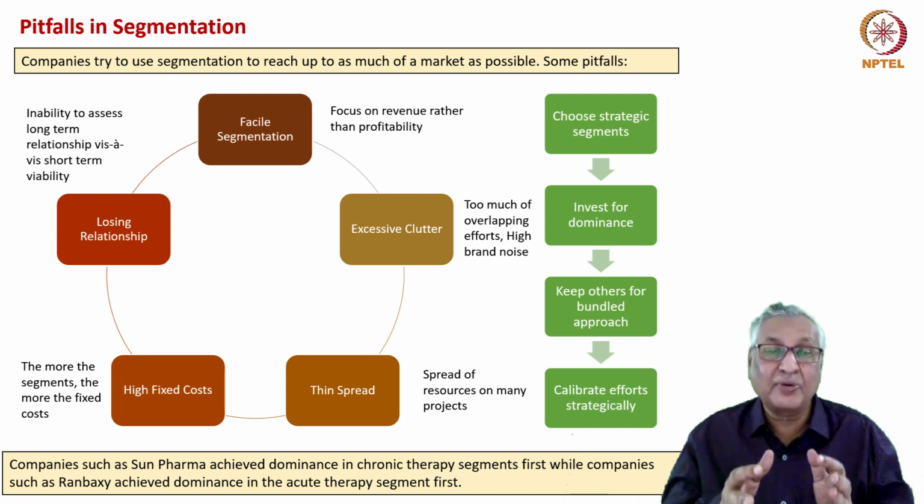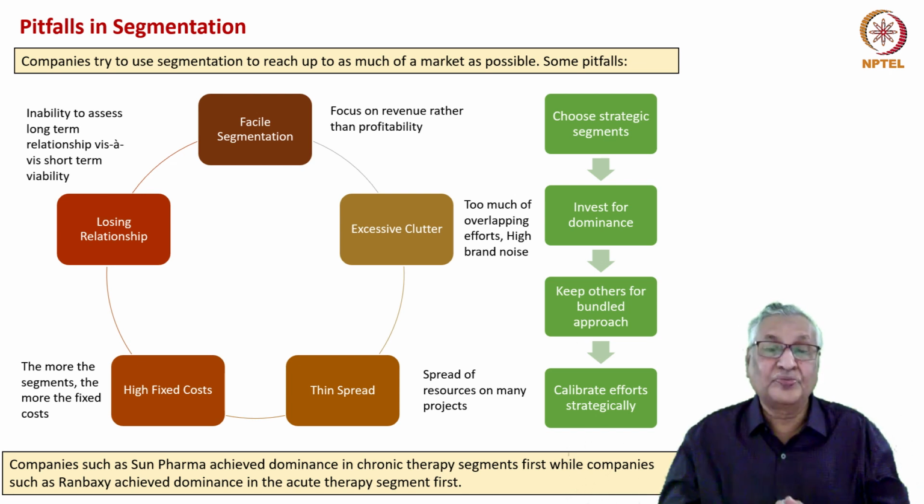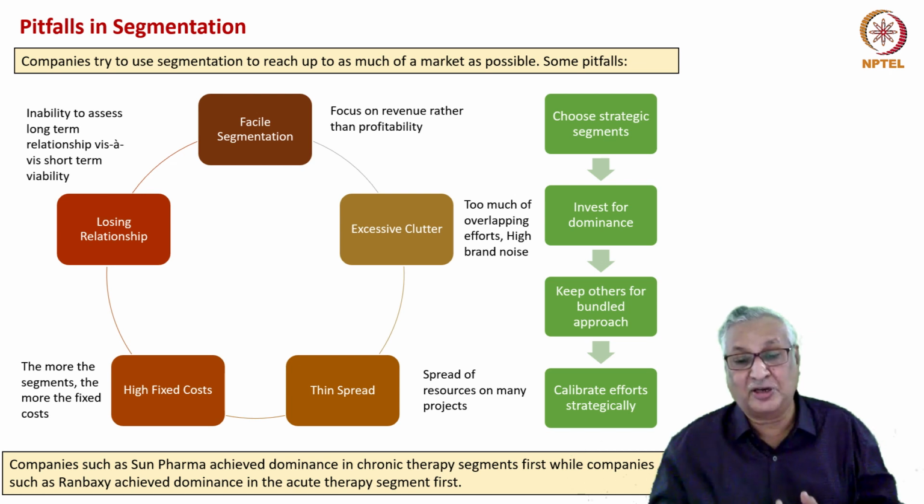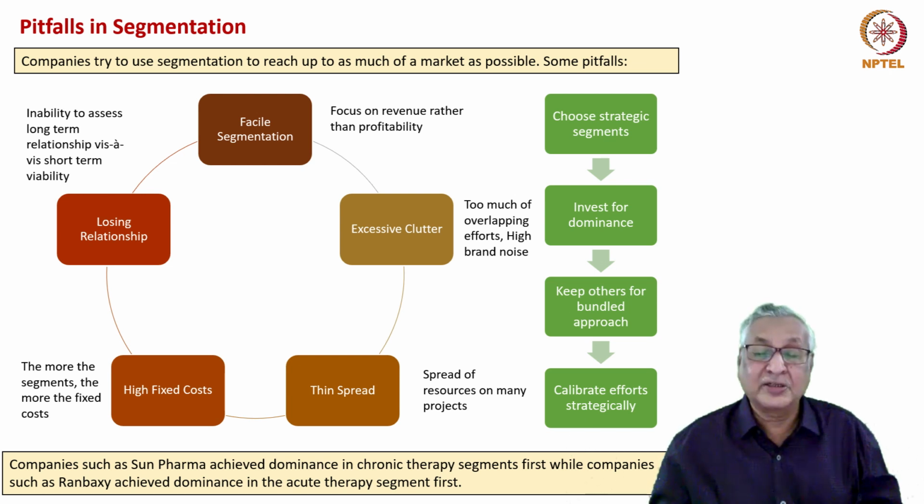Then there could be excessive clutter, too much overlapping effort, high brand noise. Let's say you have in a particular soap several variations to meet the pre-designed product and market segmentation framework. The clutter will be too much, with too much overlapping effort and high brand noise, and a thin spread. Every firm has only a limited level of resources to spend on marketing and on product development, as well as manufacturing capability or flexibility. So it becomes a spread of resources on many projects.